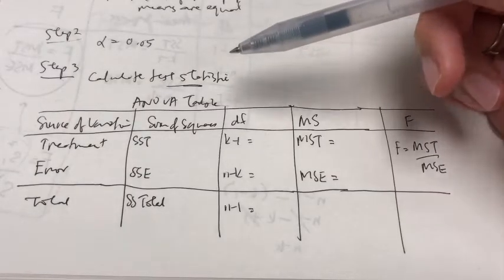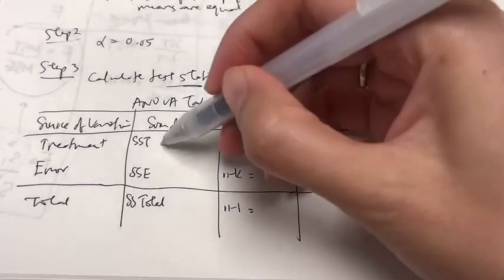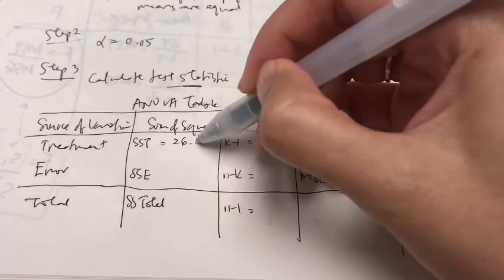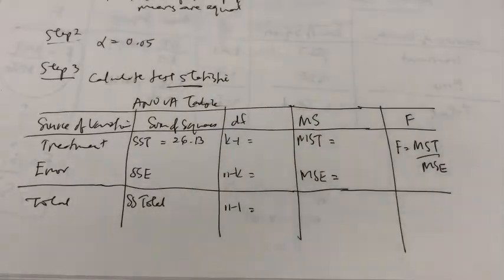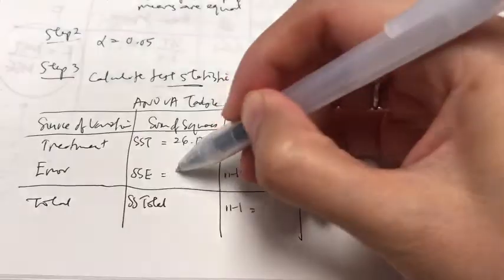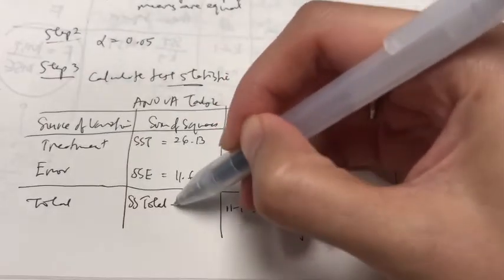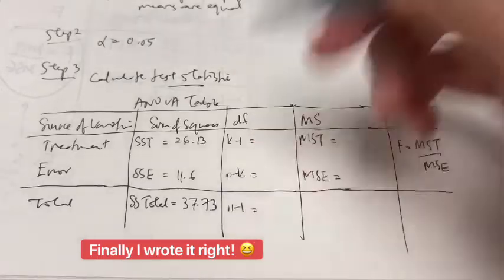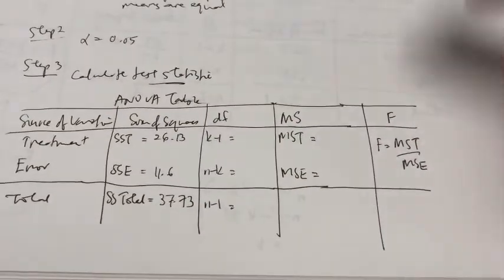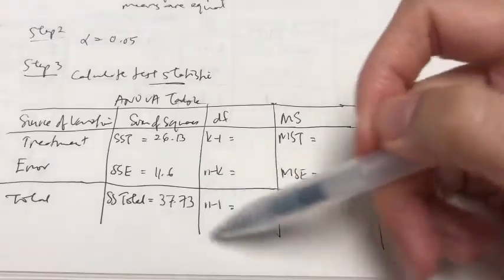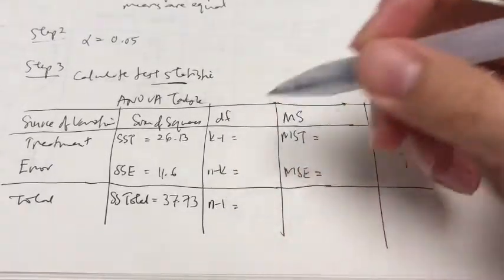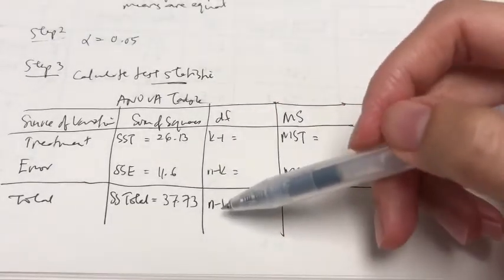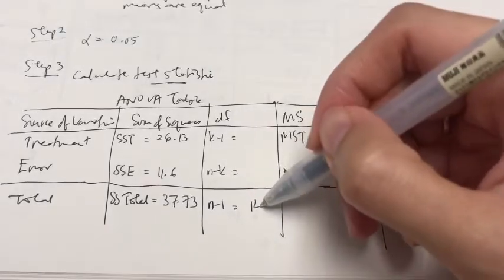Now all we have to do is just fill in the blanks. SST just now was 26.13, right? And then our SSE was 11.6. If you add this together, we'll get our SS total, which is 37.73. Now for the degrees of freedom. Normally it's easy just to do the n-1 because we know the total sample size is 15, right? So 15 minus 1 is 14.